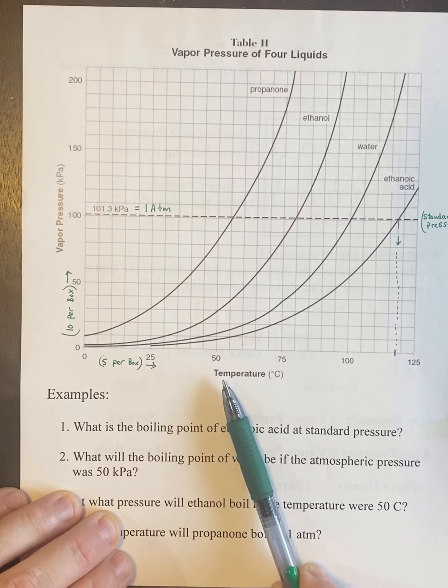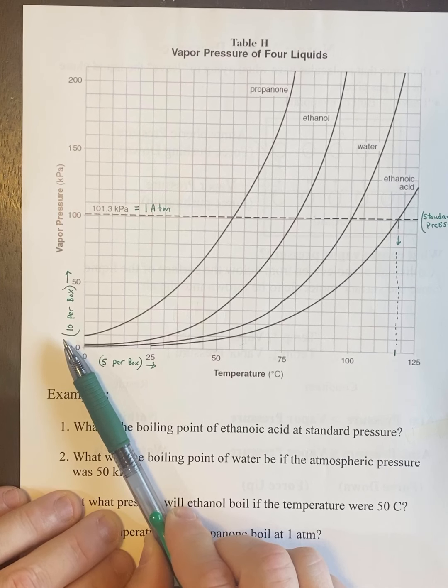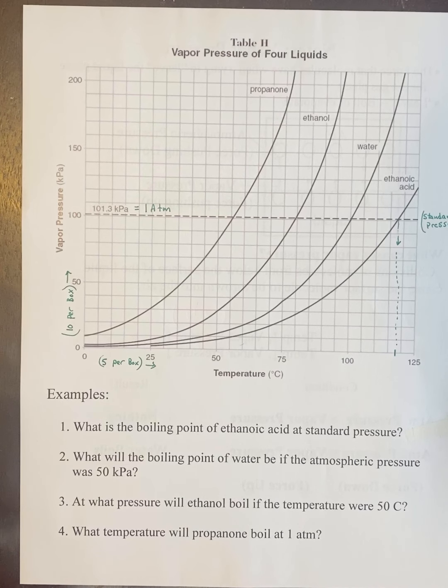On the X is the temperature. It's 5 per box. That's the scale. On the Y, it's vapor pressure. It's 10 per box. That's the scale. Do not confuse that. I do it all the time in class. I will probably do it in front of you. It is very easy to confuse, and I'm the one teaching this, so be very careful.